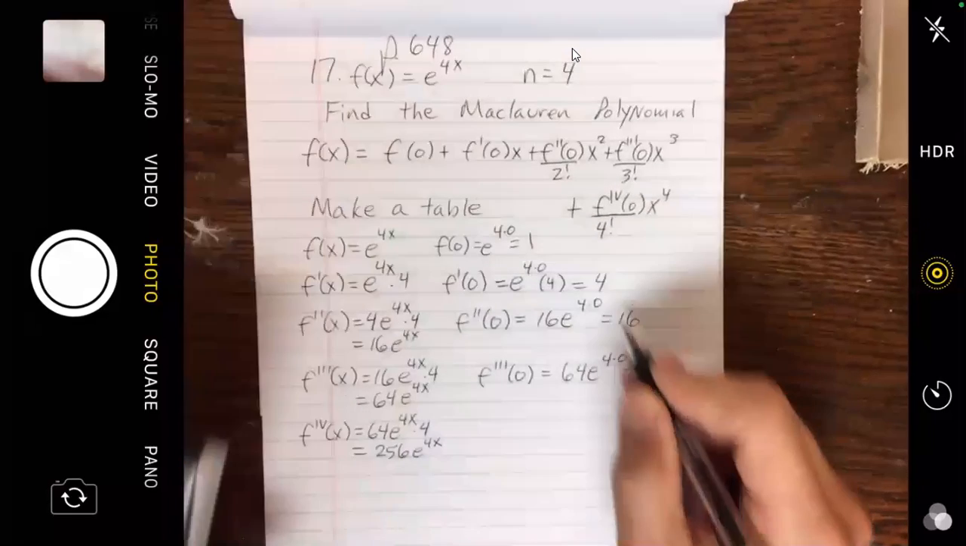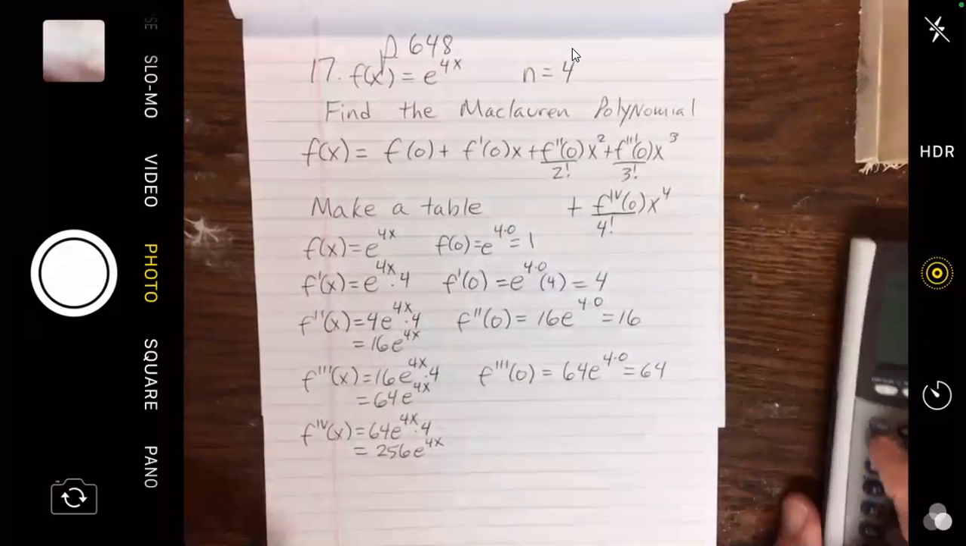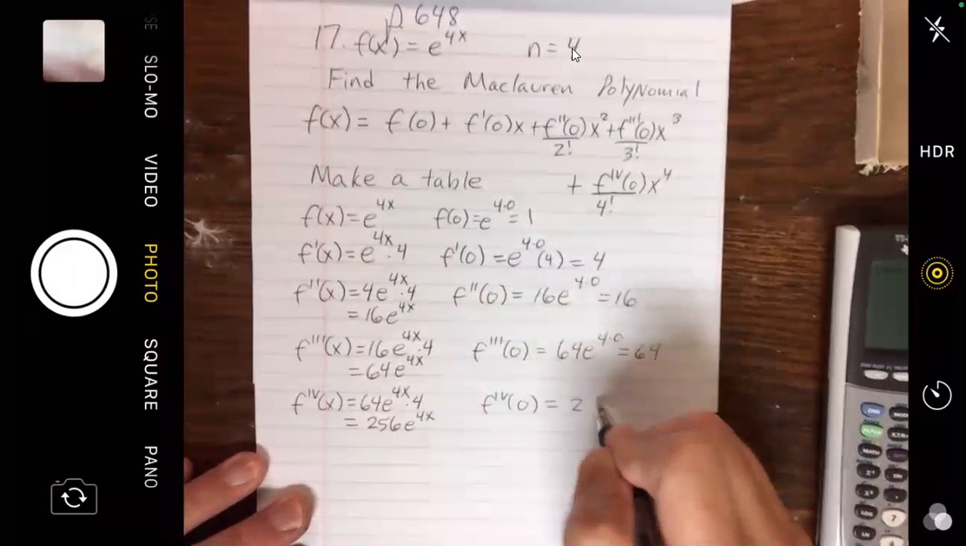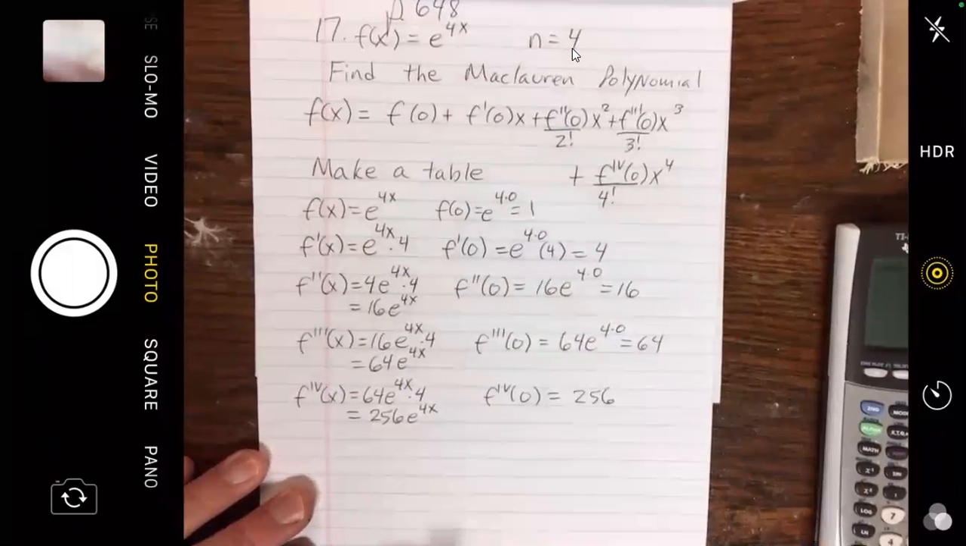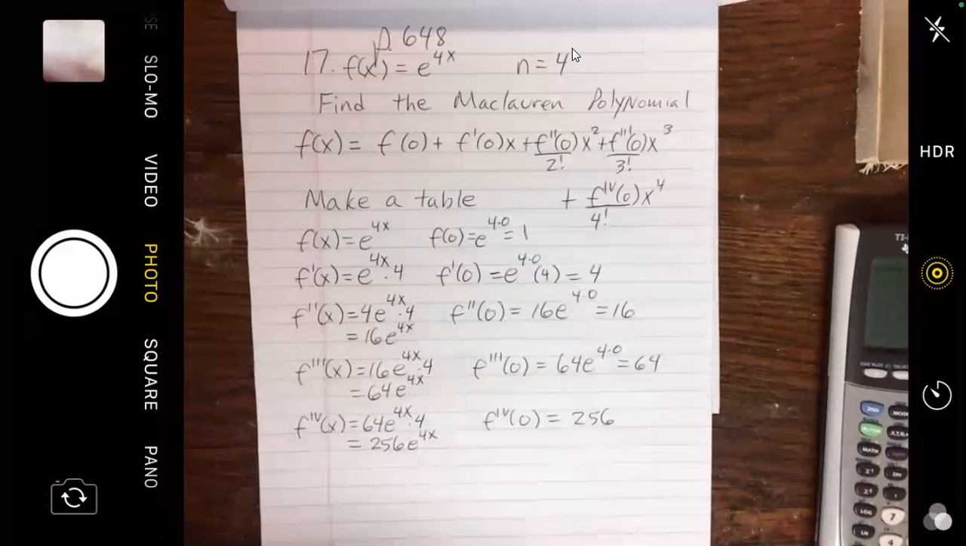You can see the pattern. When you plug in 0, your e to the 0 goes to 1, and you get whatever that coefficient is, 256. So f fourth is 256. Are we ready to plug in and chug?